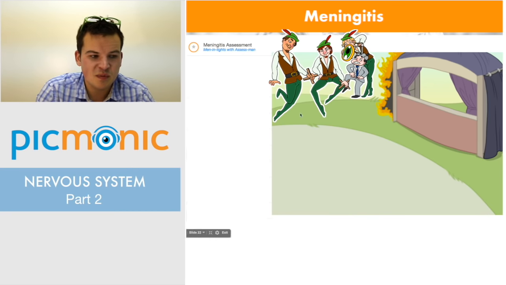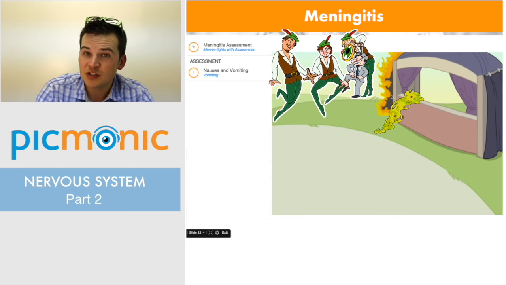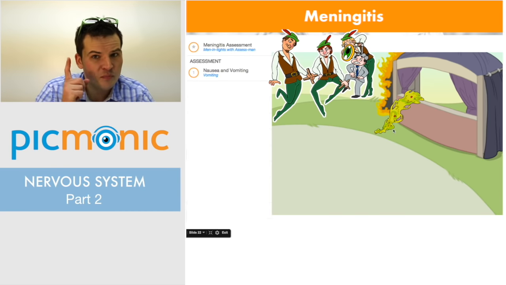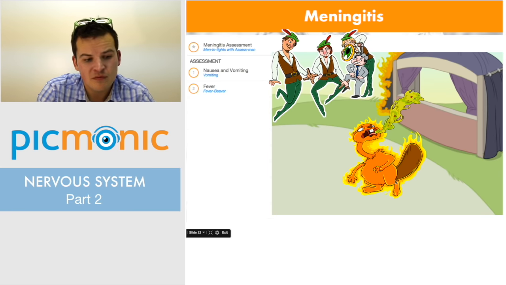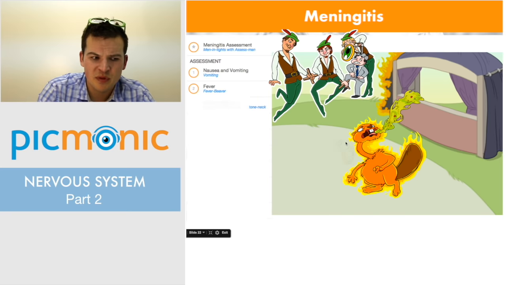So meningitis assessment, you can always remember because of these men in tights right here inside of Picmonic land. You need to understand that patients with meningitis may have nausea and vomiting, shown by this weird vomit here. Remember projectile vomiting, because they also may have a fever. Here you can remember a fever by the fever beaver. Patients with meningitis very often present with a fever.